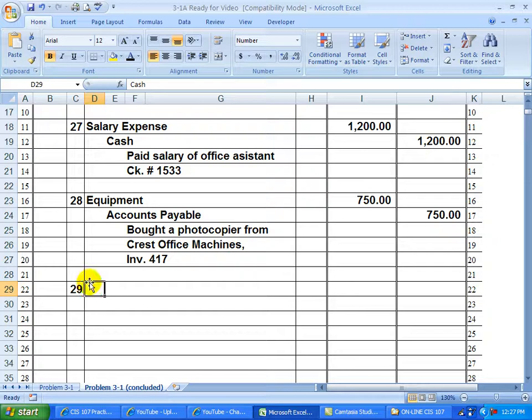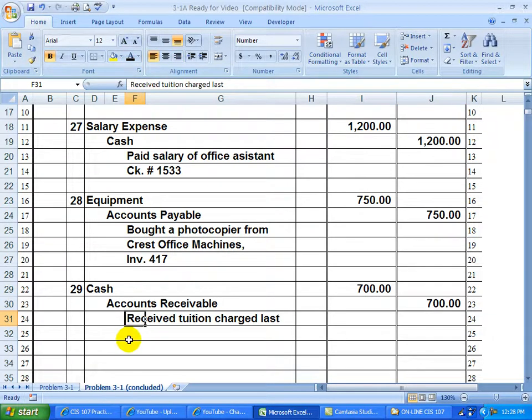On the 29th, talks about tuition from a student who was billed last month. If a student pays us, our cash is getting bigger, so cash is our debit. And they're paying on their balance, so that would be accounts payable that is going down because they're making a payment. The explanation is we received tuition that had been charged last month.